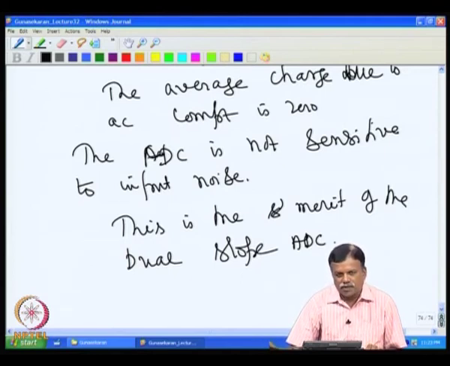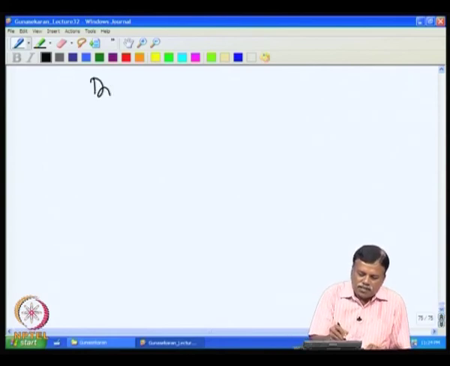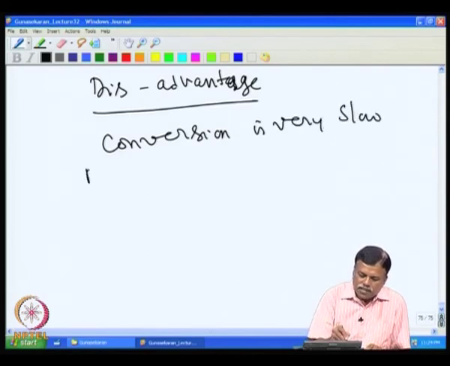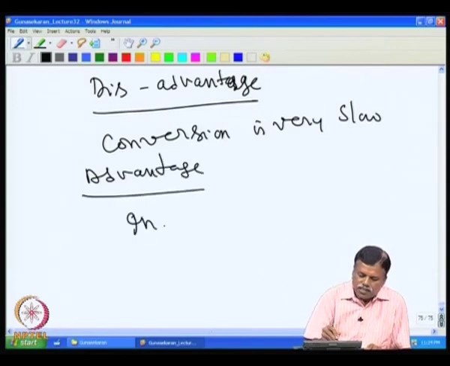So, this kind of converter is very good from the noise rejection point of view, but it is very slow, because you have to charge for an integral multiple of time, an integral multiple of the noise time period, and then you also have to wait some time to discharge. So, the conversion is very slow. The disadvantage: conversion is very slow. Advantage: insensitivity to noise.